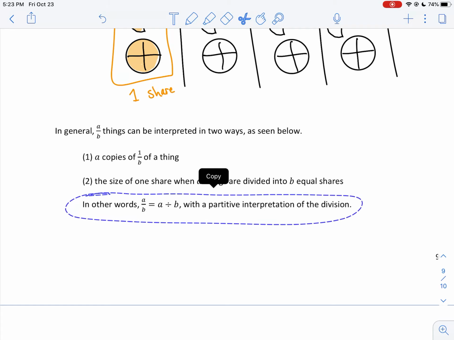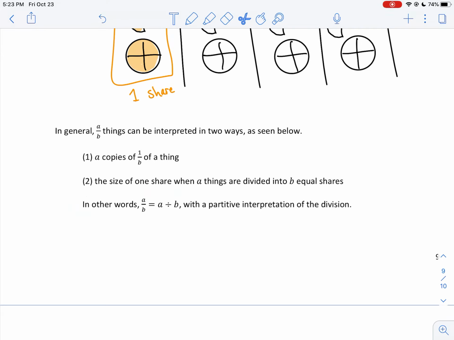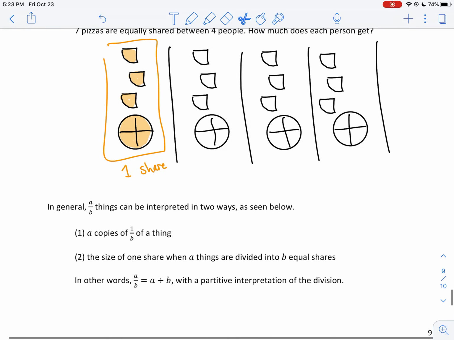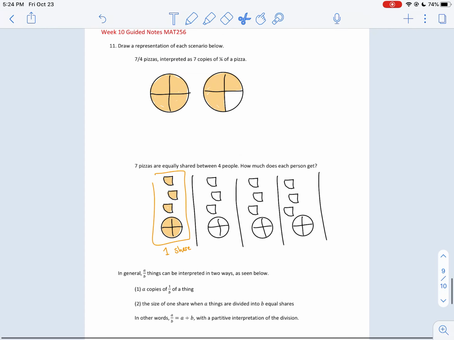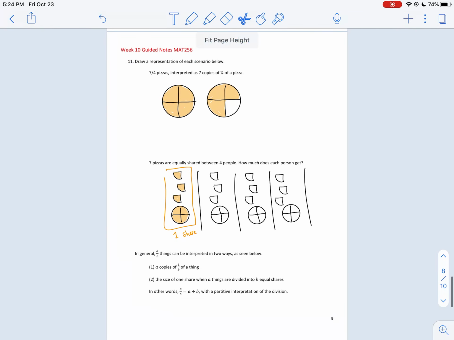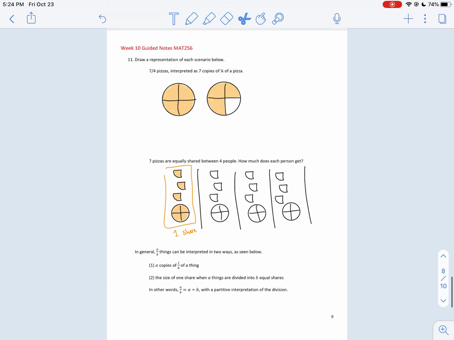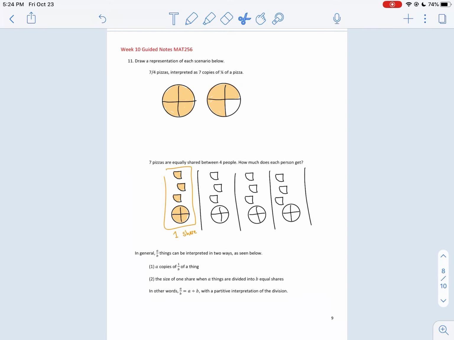That's partitive division. And in other words, the fraction A Bths represents the same amount as doing A divided by B with partitive interpretation. So there's a connection between division and fractions and how they represent. You can do either way of thinking and arrive at the same final amount of pizza in this case.